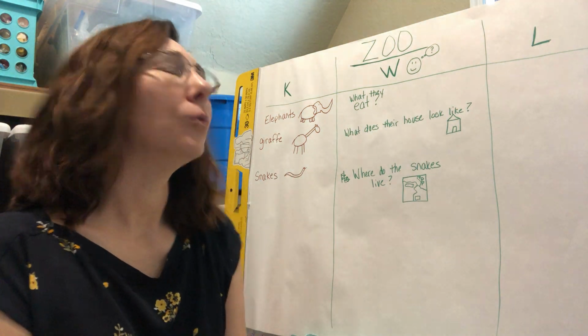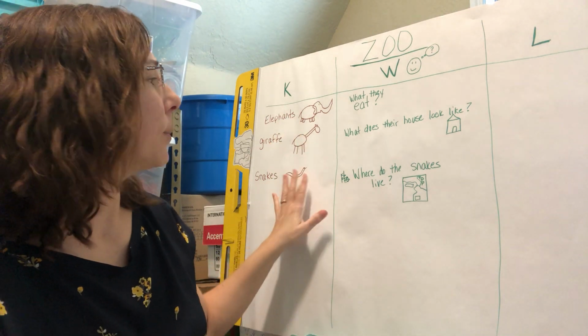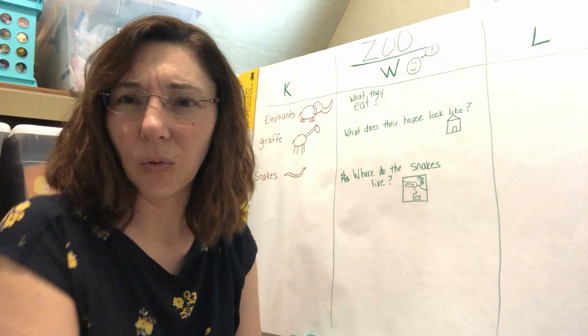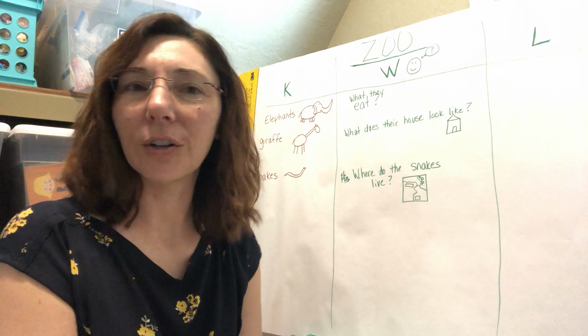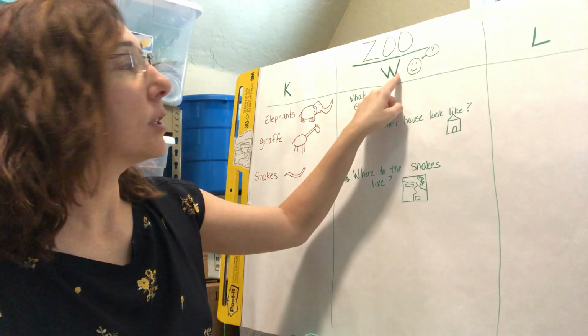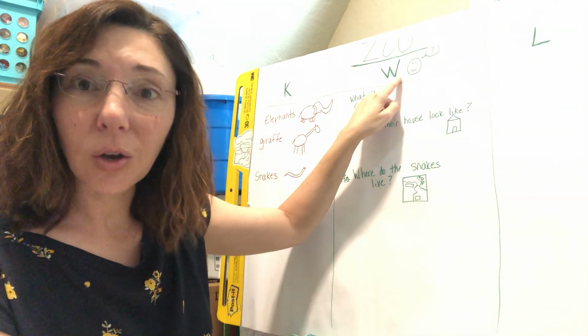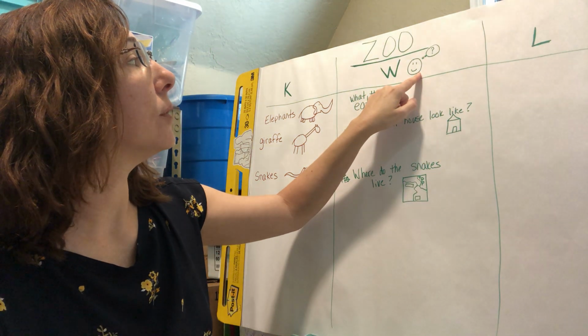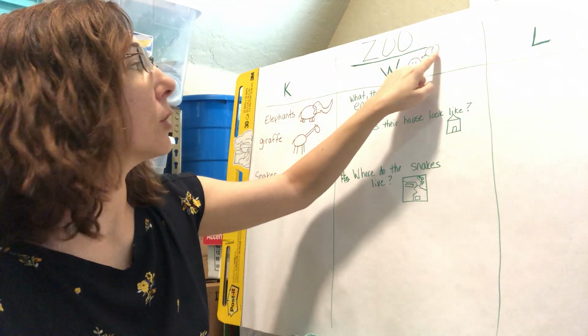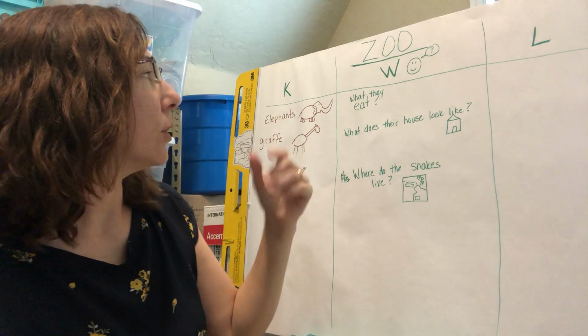Okay, so you know all this stuff about the zoo. What do you want to know about a zoo? What do you wonder about a zoo? That goes into the W. What do you want to know, or what do you wonder? And I draw a smiley face here with a question mark and a thinking bubble. What do you wonder about?